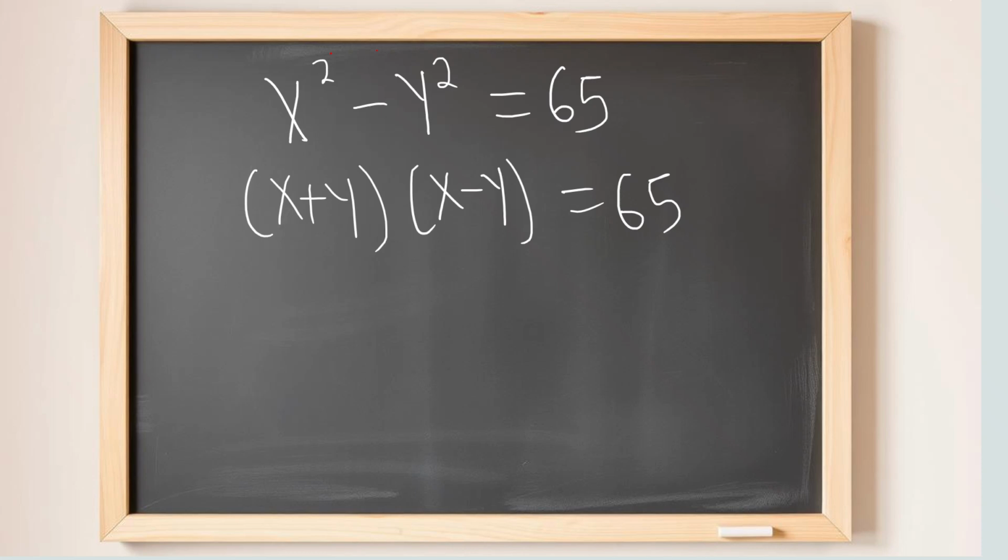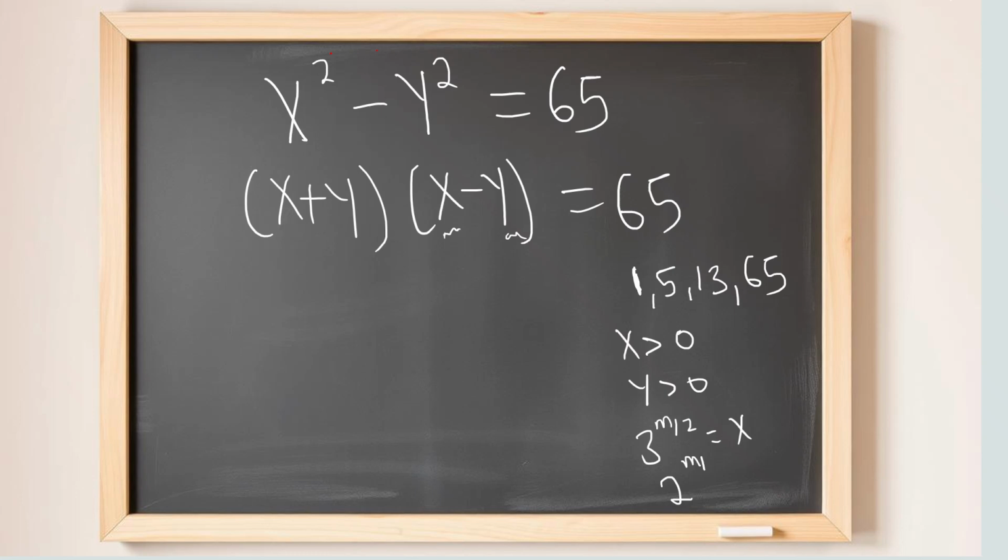Now, looking at this, 65 has so many factors. Part of the factors of 65, we have 1, 5, 13, and 65. Now, looking at x and y, it is very obvious that x is greater than 0, and at the same time, y is also greater than 0. Why? Because recall that 3 to the power of m over 2 is equal to x, and 2 to the power of m over 2 is equal to y. So no matter what, both of them are positive, given that m is also positive.